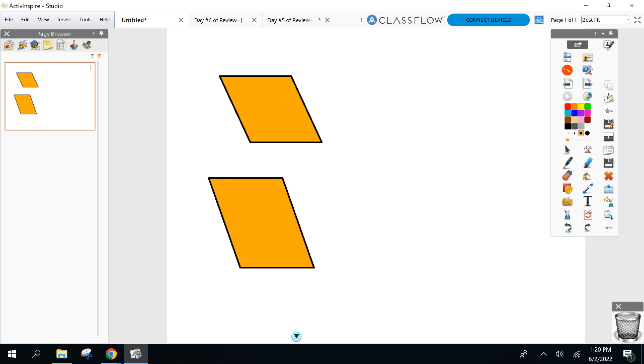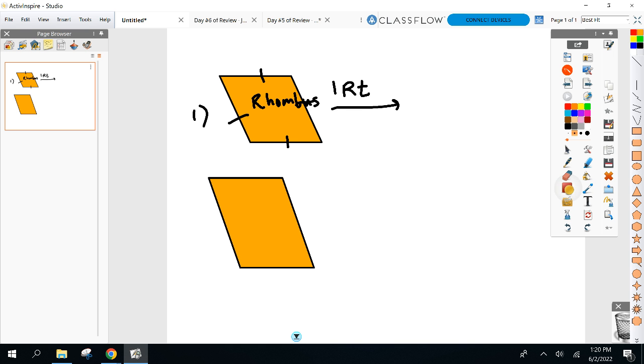Okay, my first option. I could do this. Prove all sides congruent. That makes it a what, though? Not a square yet. We're not done. That makes it a rhombus. So the first thing you could do is show it's a rhombus. Then it has one right angle. That makes it into a square.